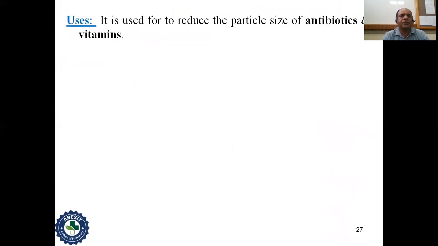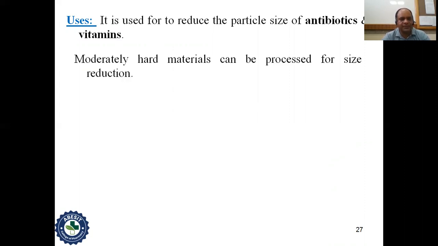The uses: it is used for the reduction of particle size of antibiotics and vitamins. This mill is very important because only this mill is used for antibiotics and vitamins. Moderately hard materials can be processed for size reduction.